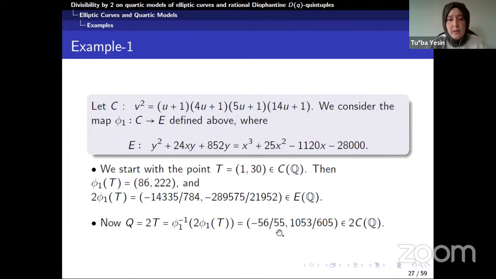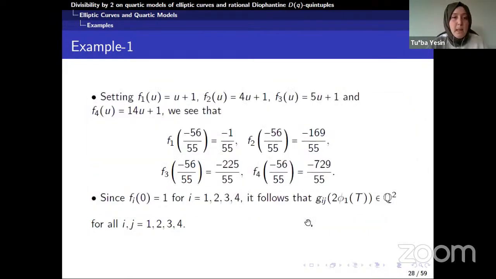So the main thing we are interested in here is the x coordinate of this double point, because we need to evaluate this point on each linear term, which is minus 56 over 55. Let's evaluate this point on each linear term, which are here. Okay. When you check any two of them, when you take the product of any two of them, you can easily observe that these are squares.